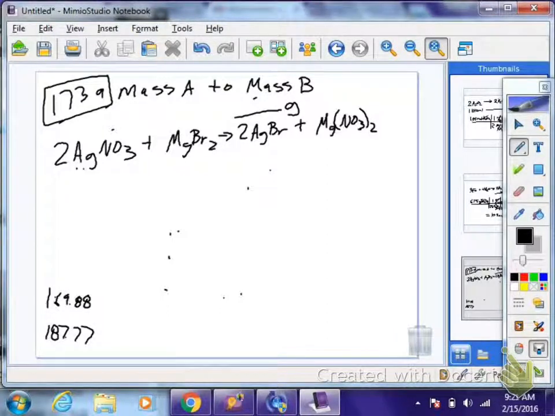Okay, so what else do they give me? They say you have 22.5 grams of silver nitrate. So we've got 22.5 grams of silver nitrate.